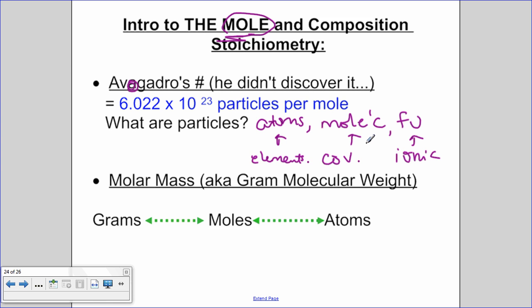So these are particles. So per mole, you're going to have Avogadro's number of atoms per mole of an element such as copper. You're going to have Avogadro's number of molecules per mole of carbon tetrachloride. You're going to have Avogadro's number, 6.022 times 10 to the 23, of formula units of sodium chloride. So these terms are very specific to the type of bond or compound they are, and if it's an element or not.